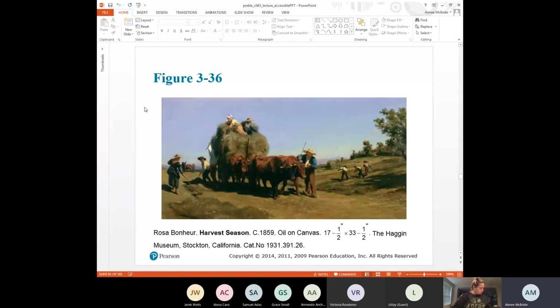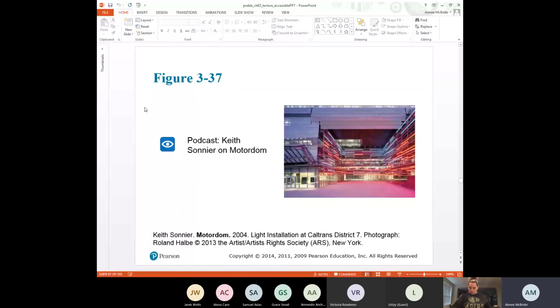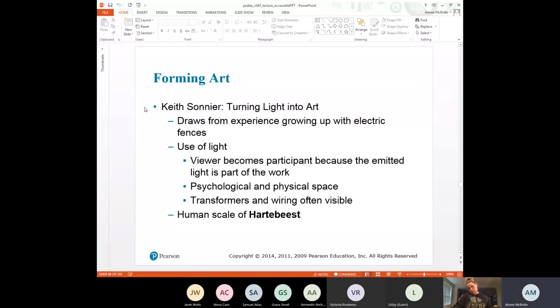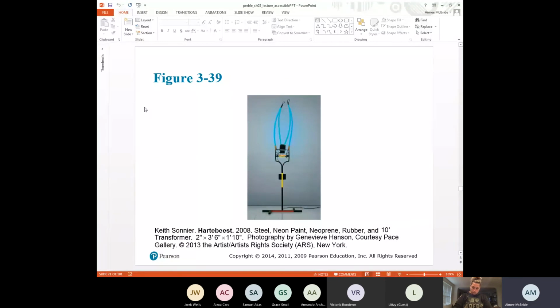And then some other examples of light being used in artworks, we have Keith Sonnier's Motordom, which literally uses a light installation. The light can be quite literal as well, depending on how it's used. And of course, with Paul Chan's First Light, this uses light and shadow with a video projection of a photograph to give you a feeling of the shadows. And of course, we see in Keith Sonnier's Light into Art, another very literal example of light being used in an art piece.